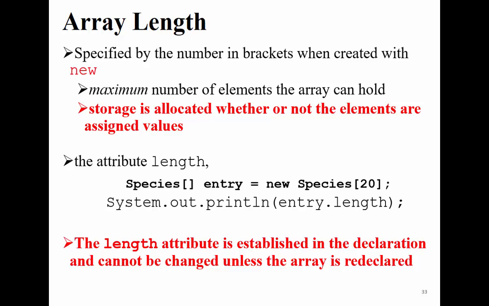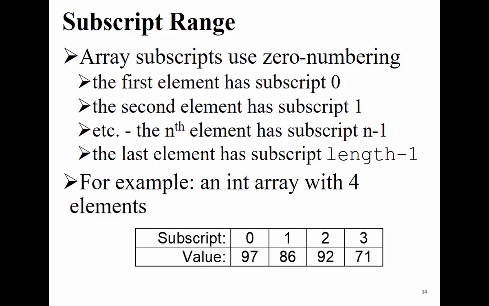So the length attribute is established at declaration time. This is the answer for your question. So at declaration time, you have to give the length, and you cannot change it, okay? You can change it by redeclaring the array again, by destroying the current one and building another one. So the subscript always begins at 0 and ends with n-1. We discussed this. So you start the first element with subscript 0, and the last element is length minus 1. So this is an example of an array of 4 elements that starts with 0 and ends with 3.